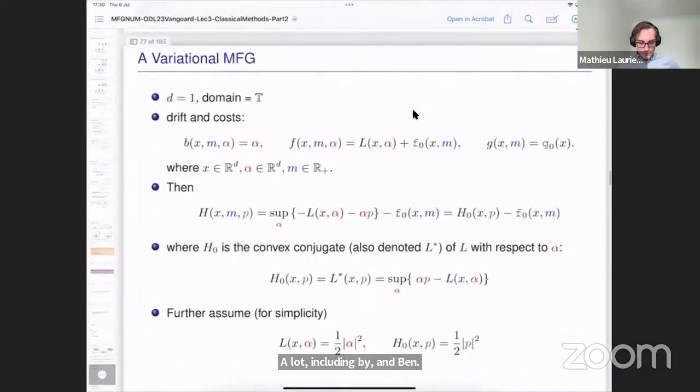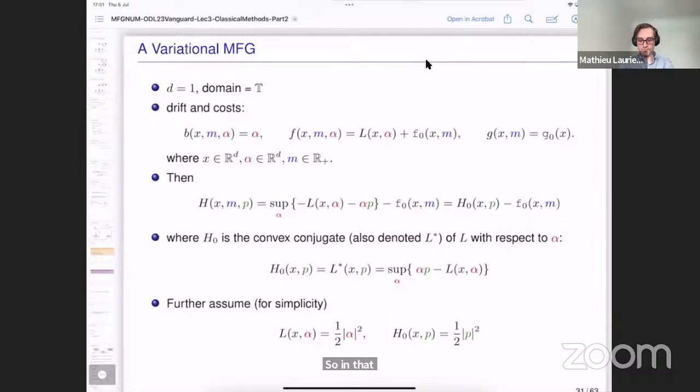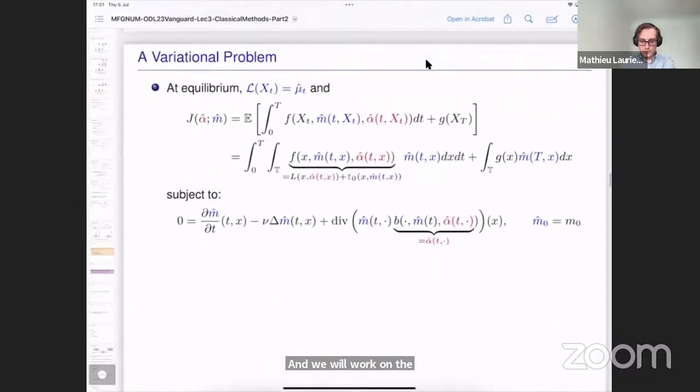among other people. So to explain the idea, I will take again this setting where the running cost is split into two terms, L and F0, and we have a separate dependence in alpha and L. Terminal cost is just a function of X. Then you have the Hamiltonian, you have the convex conjugate of the Hamiltonian. And for simplicity, we are going to take L to be equal to just alpha squared. So in that case, H0 is just P squared up to a factor 1/2. We will work on the torus and in dimension 1 to alleviate the notations.